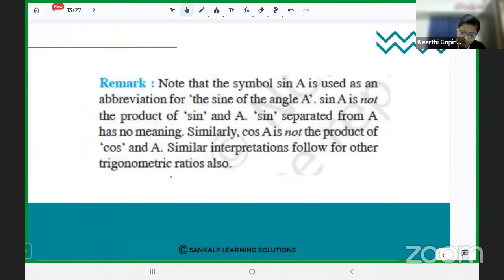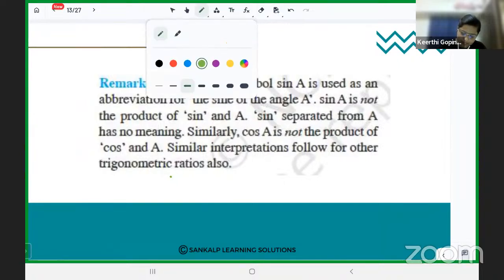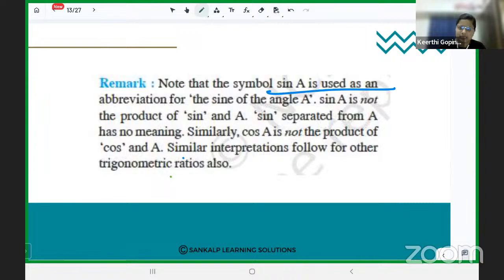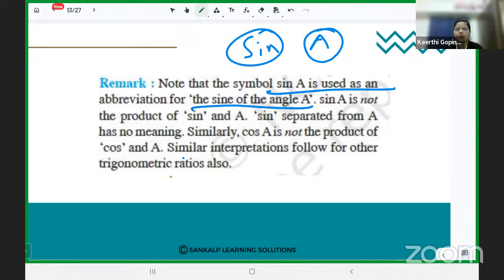And this one I have already mentioned to you. That is sin A, it is just an abbreviation. It is a short form of sine of angle A. Sin and A separately have no meaning. Sin A is nothing but a short form of sine of angle A.